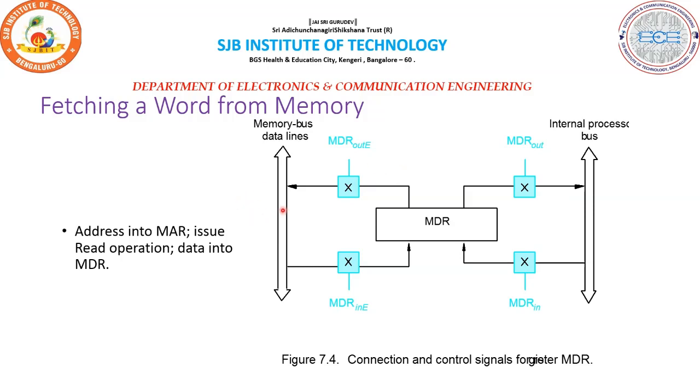Next, during the memory read operation, the timing of internal processor operations must be coordinated with the response of the addressed device on the memory bus. So the internal bus should be coordinated with the memory bus. For example, a typical cache will respond to a memory request in one clock cycle. When a cache miss occurs, the request is forwarded to the main memory, which introduces a delay of several clock cycles.